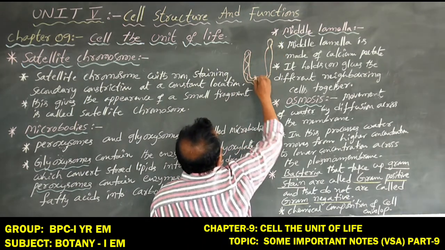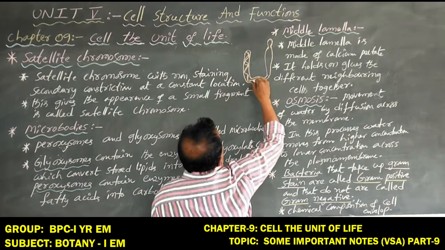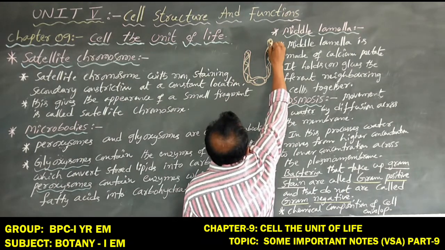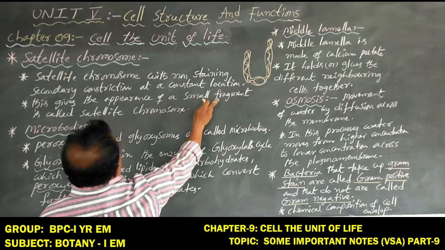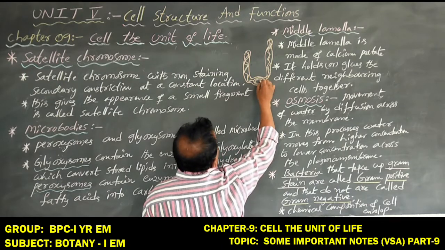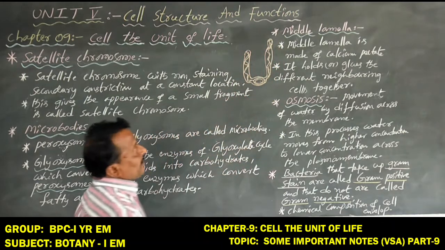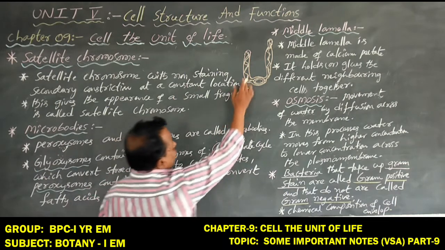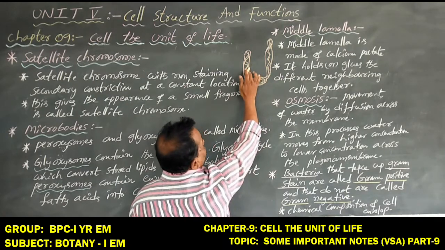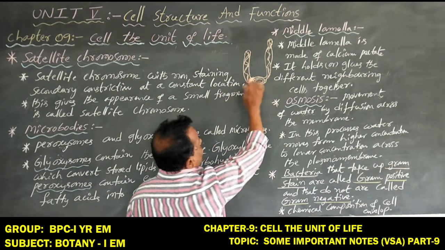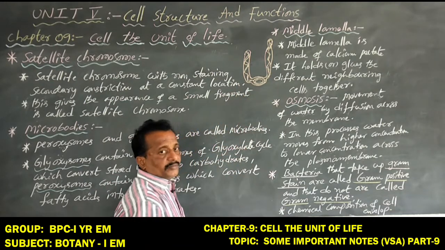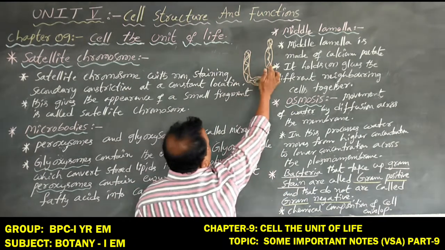So this is also known as a satellite chromosome. This is a small fragment. This is a centromere or primary constriction. This is a secondary constriction. Dear students, this is a normal chromosome. The normal chromosome contains two chromatids attached at the mid part of the centromere or primary constriction, so it appears V-shaped.